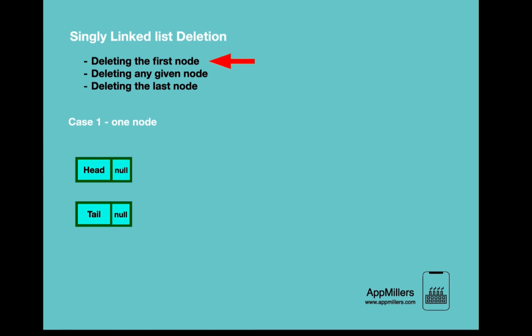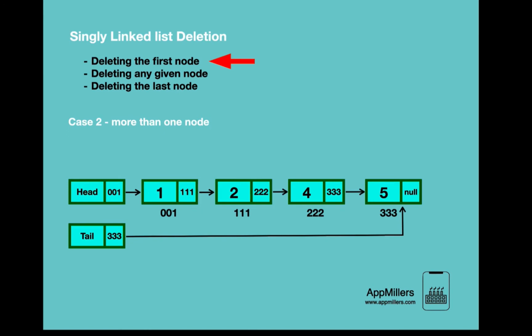So let's look at the second case, where there is more than one node in the single linked list, and we want to delete the first node. It's clear that in this case we just need to update only the head reference, because we don't touch the last node, which means that the tail reference stays the same. So in our case, for this single linked list, we had to change the reference of head from 001 to 111, which is the physical location of the second node.